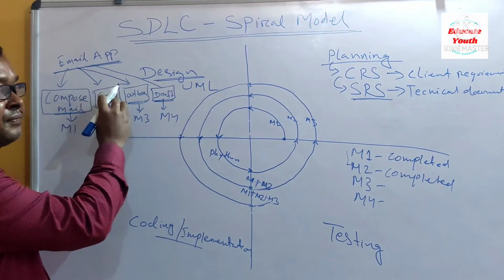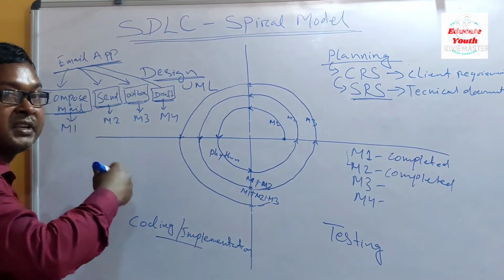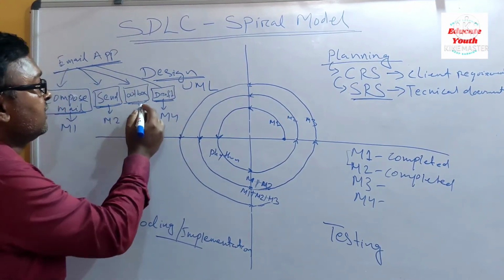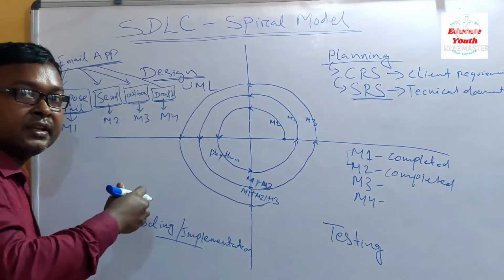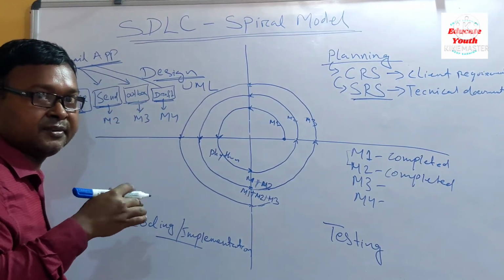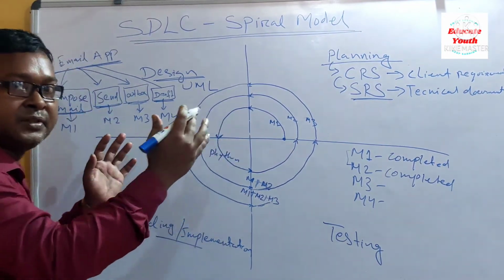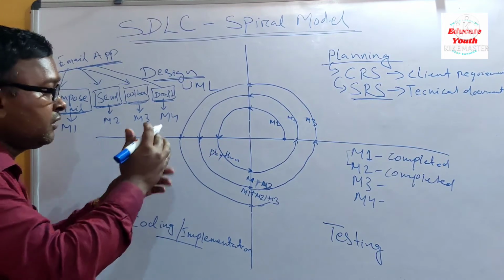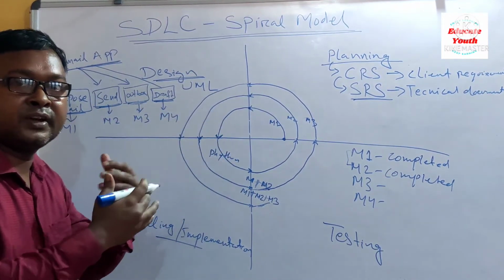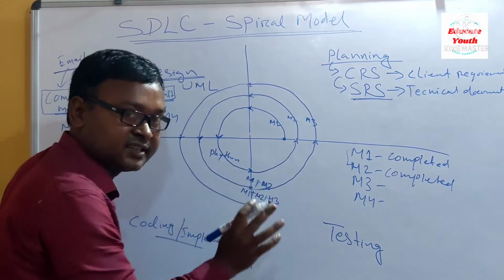You have composed the mail. Click the send button. Message is being sent. When the message is being sent, the particular mail will be coming and returning in the outbox or not. That is the testing activity. So these three are interrelated with each other. You need to check the workability of compose mail, send mail and outbox together. That's it. M1 plus M2 plus M3 integrated, then testing.